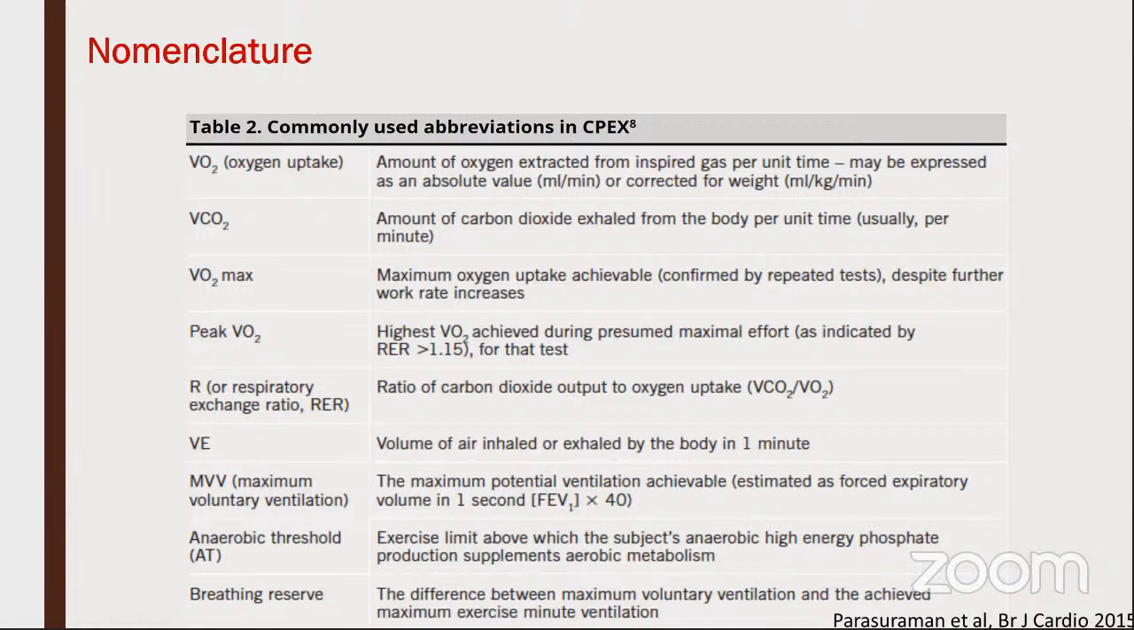Then there is another parameter called maximum voluntary ventilation, which is a calculated parameter we obtain from a spirometry performed before we start the CPEX. We multiply the FEV1 by 40. This is then used to calculate the so-called breathing reserve, which is just the difference between the maximum ventilation and the minute ventilation.